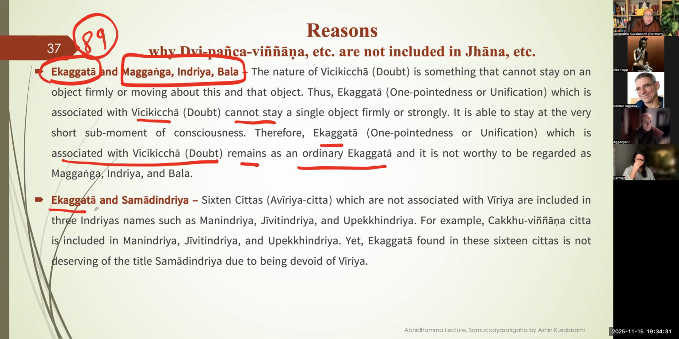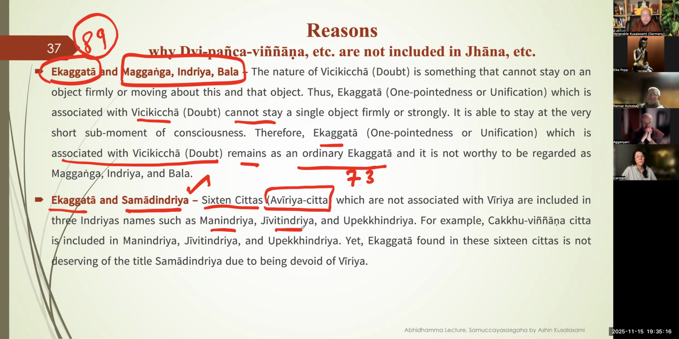Next is the Ekagata and Samadhindriya. This one too, you haven't learned. If you don't understand, then we will come back here again after we finish Indriya and Bala. Okay, Ekagata and Samadhindriya, and 16 Cittas. Here too, there is a new term, Aviriya Citta. So Viriya Citta is 73. Another 16 we call the Aviriya Citta. Aviriya Citta, which are not associated with Viriya, are included in three areas, names such as Manindriya, Jivitindriya, Upekkhindriya. For example, Cakkhuvinnana Citta is included in Manindriya, Jivitindriya, and Upekkhindriya.